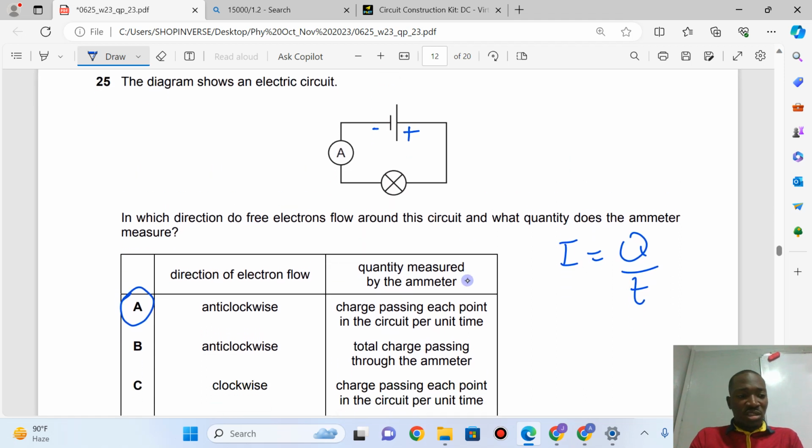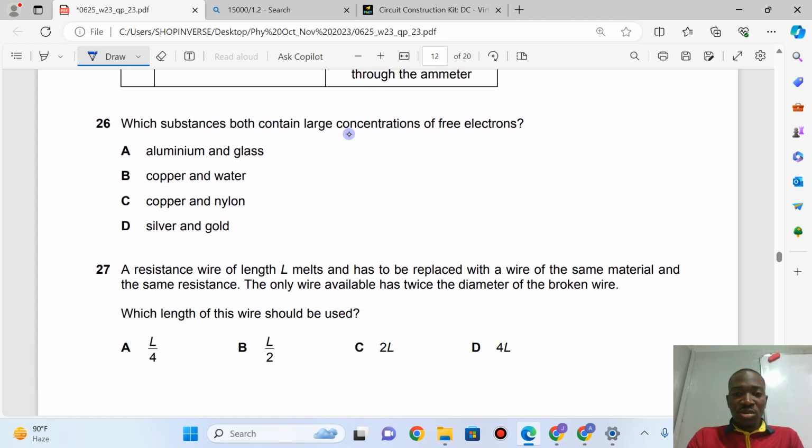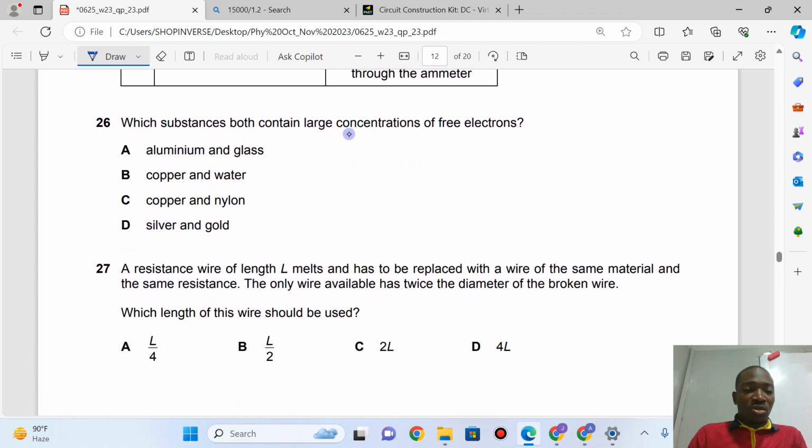Current is defined as charge per unit time, Q over T. So that makes this correct for current. And the direction of electron flow is anti-clockwise in the circuit. So A is the correct answer to question number 25. That is settled. Question number 26.